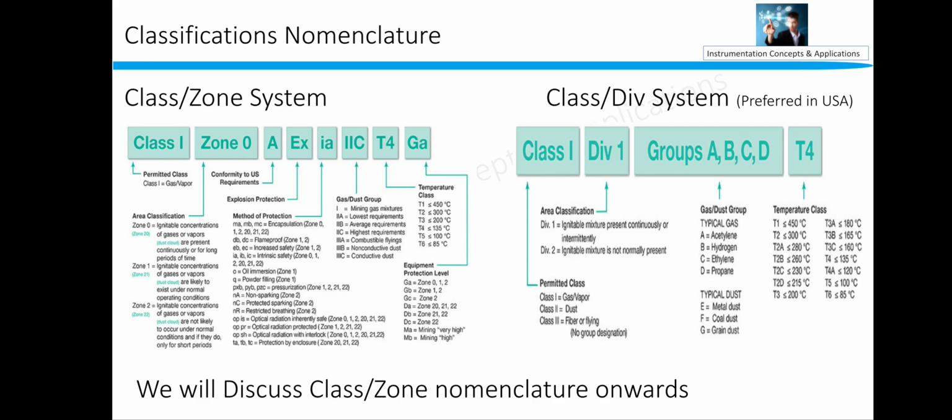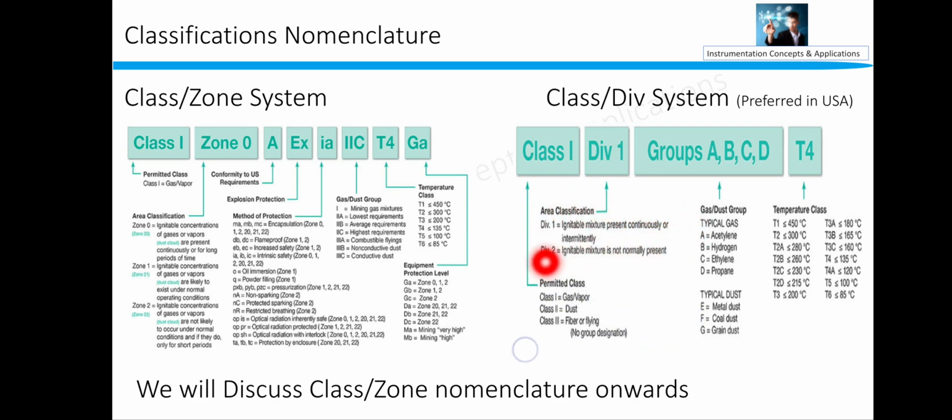What is the meaning of zone-wise categorization? We will see further. Conformity to US requirements is there, and after that some EX ia, IIC, T4 and Ga. What is the EPL, the equipment protection level? We will see in the coming slides.